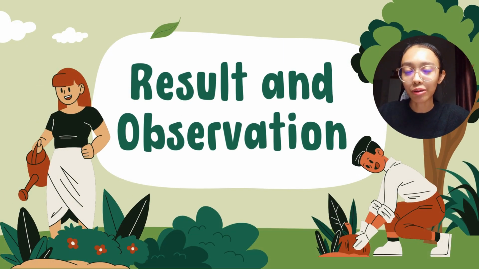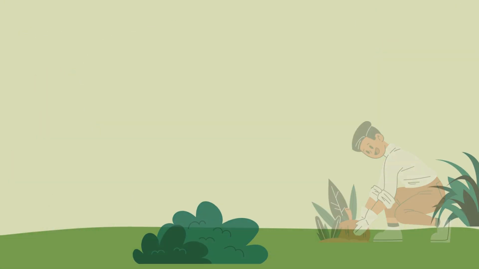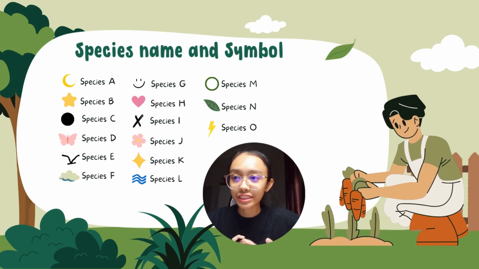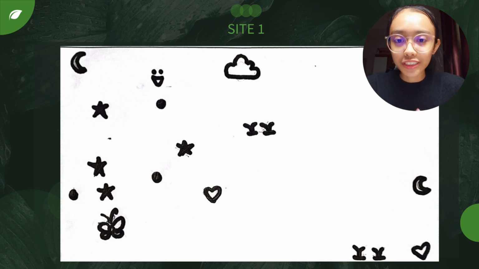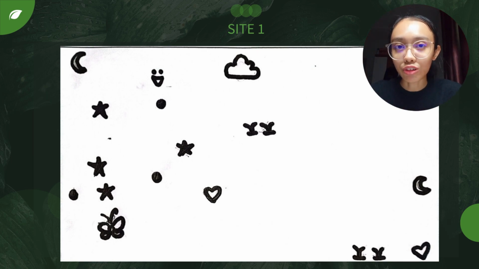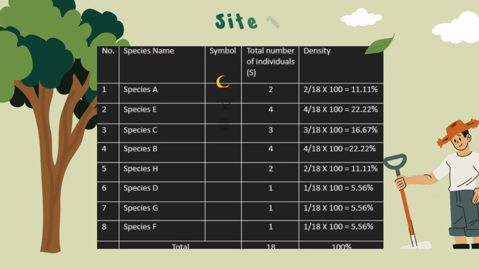Hello, I'm Kasih, and now I'm going to explain and show you guys our results and observations. Before I start, this is the species that we named and the symbol that is given to each species for each site. So this is the first site that we went to observe. As you can see here, there are 8 species in total in this site, with a total number of individuals of 18.